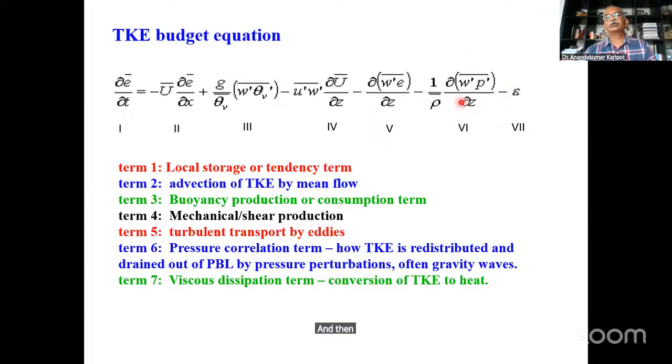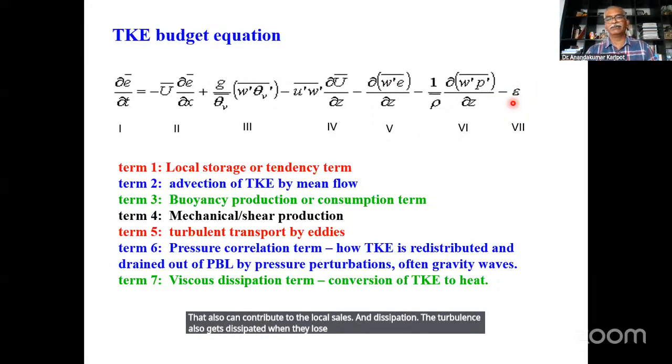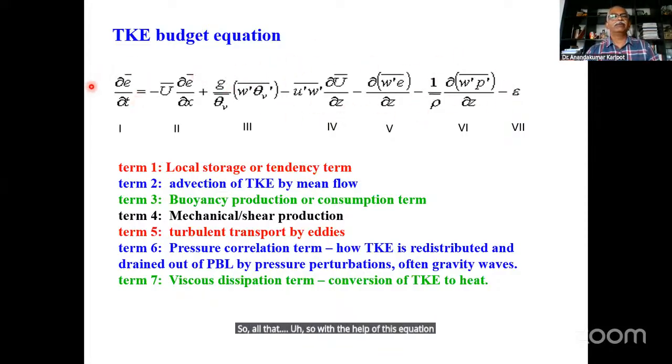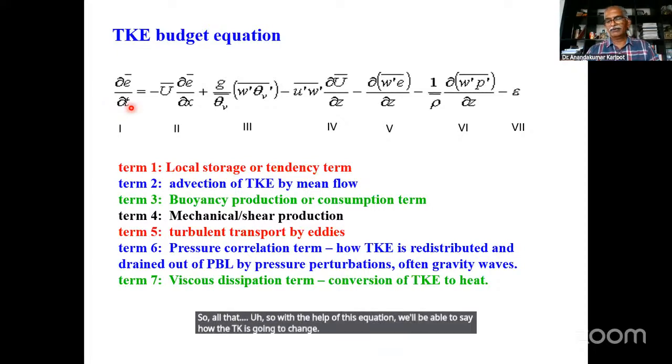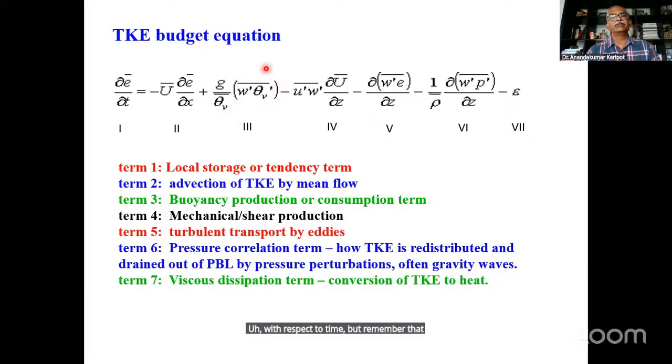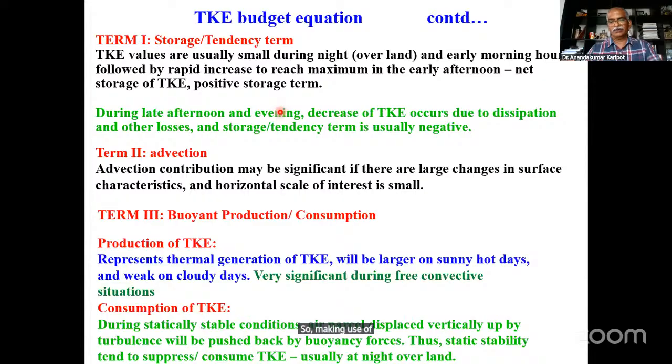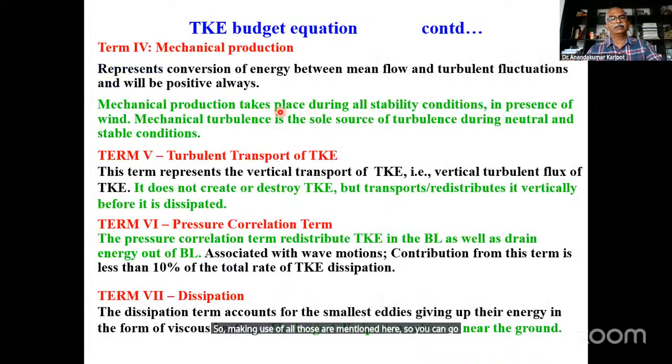And then the pressure fluctuations associated with some of the wave motions also can contribute to the local change. And dissipation. The turbulence also gets dissipated when it loses energy in the form of heat. So with the help of this equation, we will be able to say how the TKE is going to change with respect to time. But remember that these two terms, the buoyancy term and the shear term, basically decide the turbulent nature, or how the turbulence is going to change with respect to time. So you can go through this in detail to know more about it.